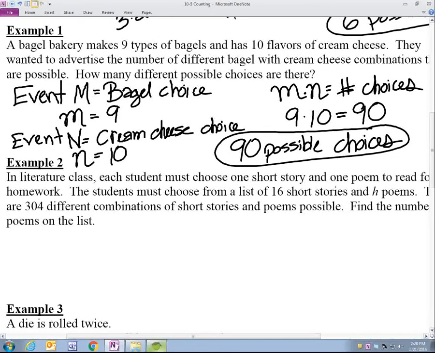But wouldn't there be 109? Because what if I just wanted to buy some cream cheese and just a bagel? If it was just cream cheese and just a bagel, that would not be a combination.